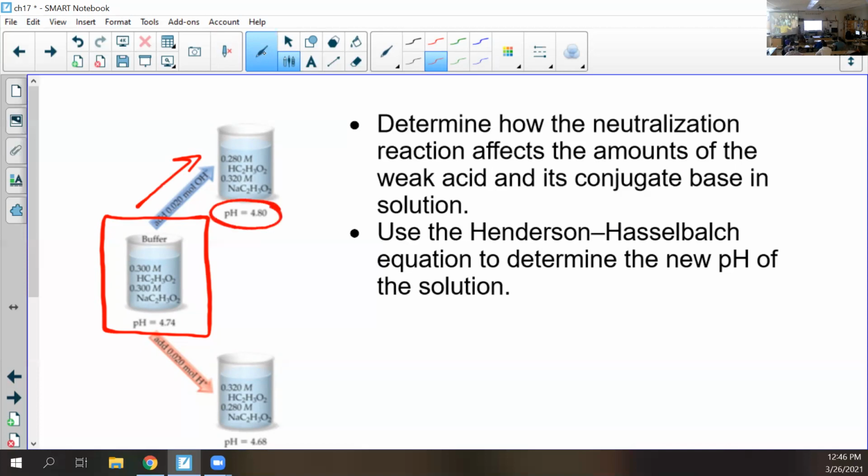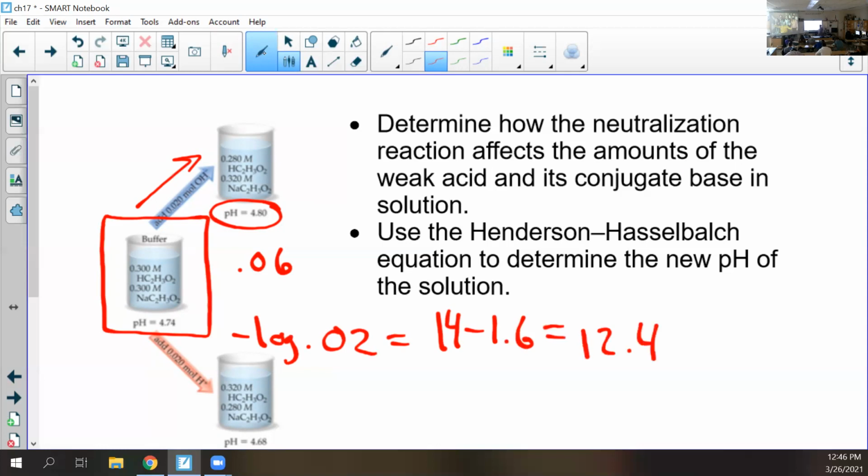It should change a lot. It's only changing 0.06 because I have a buffer. Will someone take the negative log of 0.02 real quick? And so I'm going to take 14 minus 1.6 and I get 12.4. I'm adding something that has a pH of 12.4, but I'm only changing the pH 0.06. That's a big deal. That's what buffers do.